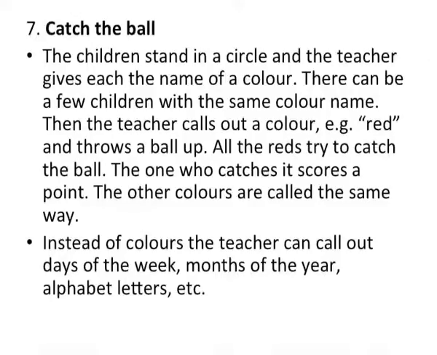Catch the ball game. The children stand in a circle and the teacher gives each the name of a color. There can be a few children with the same color name. Then the teacher calls out a color, for example, red, and throws a ball up. All the reds try to catch the ball. The one who catches it scores a point. The other colors are called in the same way. Instead of colors, the teacher can call out days of the week, months of the year, alphabet letters, etc.